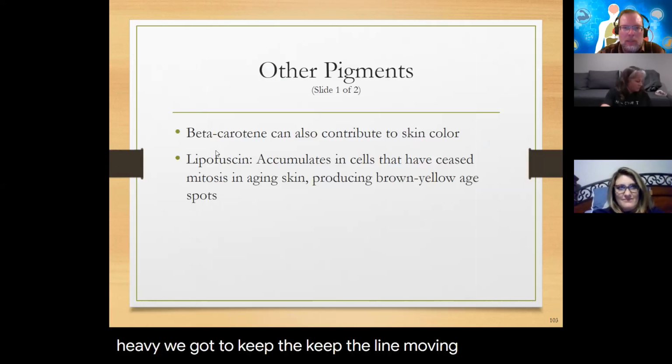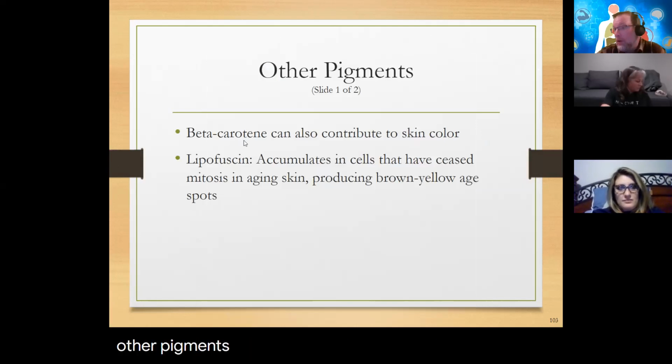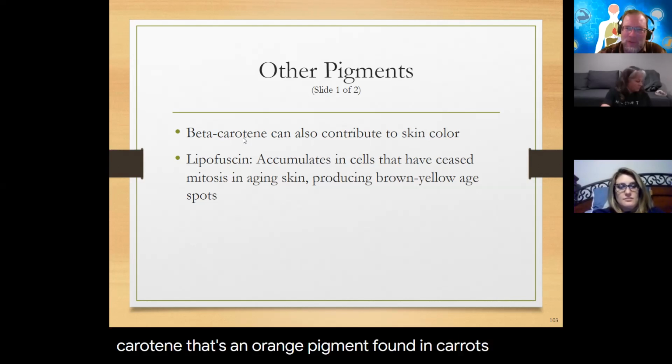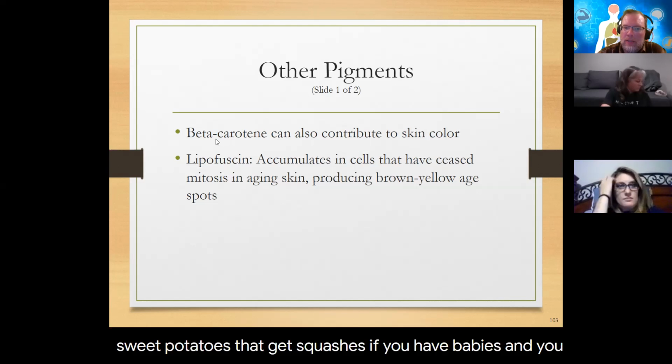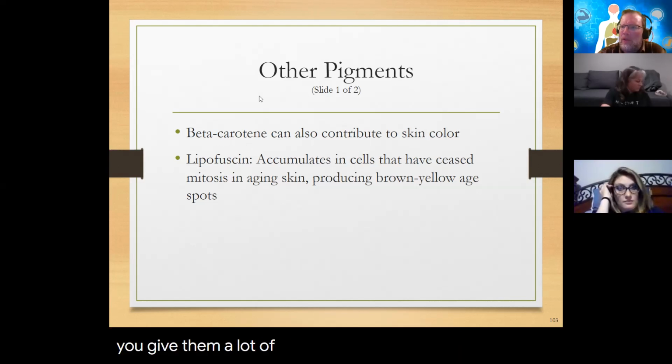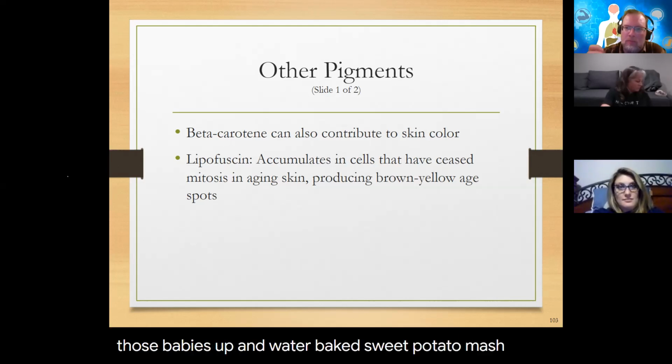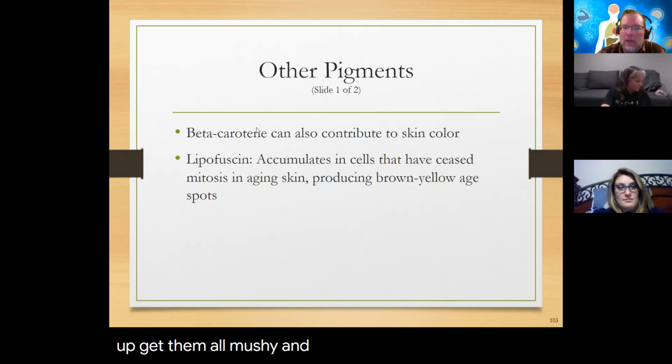Let's see, other pigments. Carotene. You've maybe heard of that. Beta carotene, that's an orange pigment found in carrots, sweet potatoes, and squashes. If you have babies and you give them a lot of carrots and sweet potatoes, just go get some real carrots, real sweet potatoes, boil those babies up in water, bake the sweet potato, mash them up, get them all mushy, and feed them.